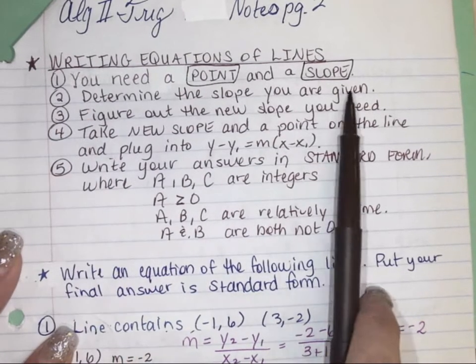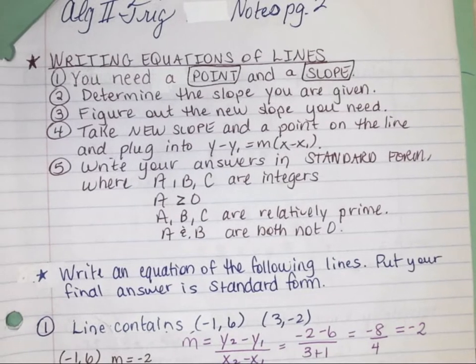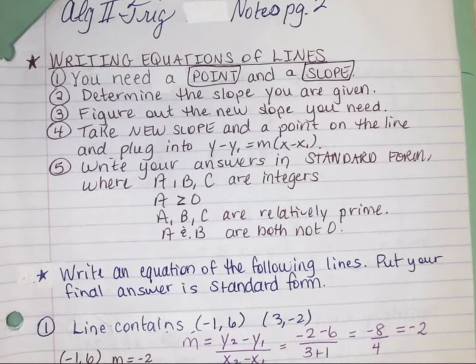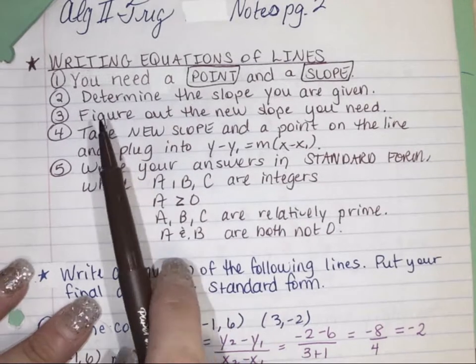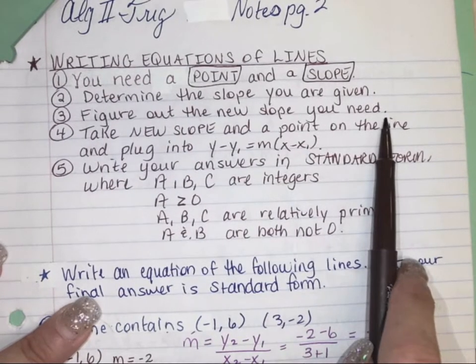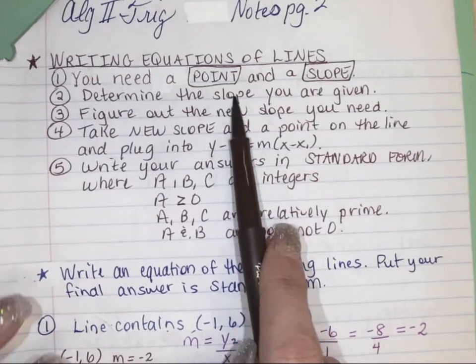Always determine the slope that you're given. For example, if they give you a slope and then they ask you to find the equation of a line perpendicular to this line that you're given, you always want to use the slope that you're given. You need to figure out if you need a new slope or if you can use the one that you have or the one that you found.